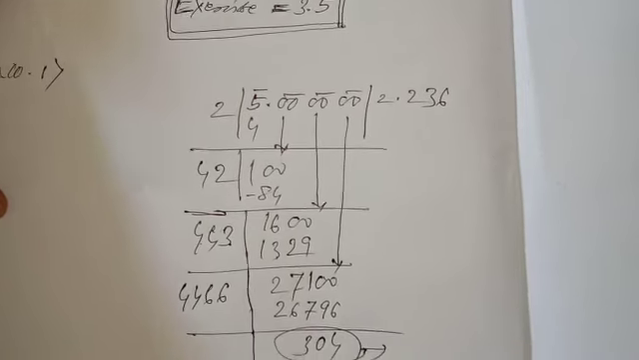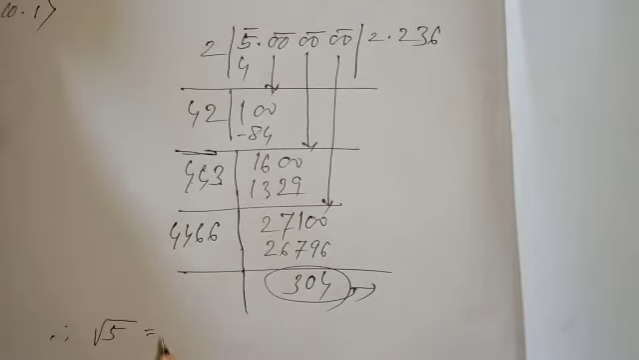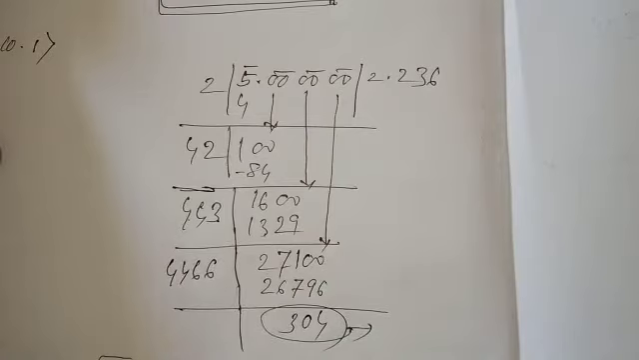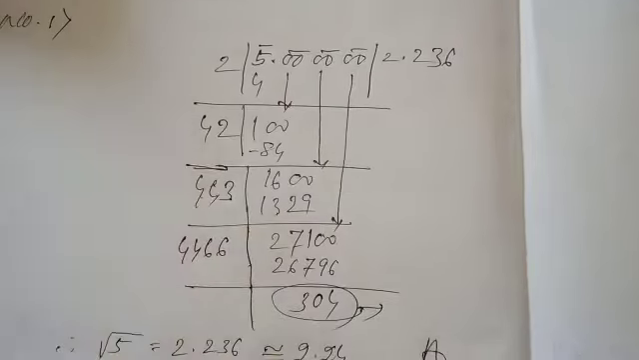That means what is your square root? Therefore, the square root of 5 is coming 2.236. So up to two decimal places, this is approximately 2.24. This is the answer. Okay, let us go next.